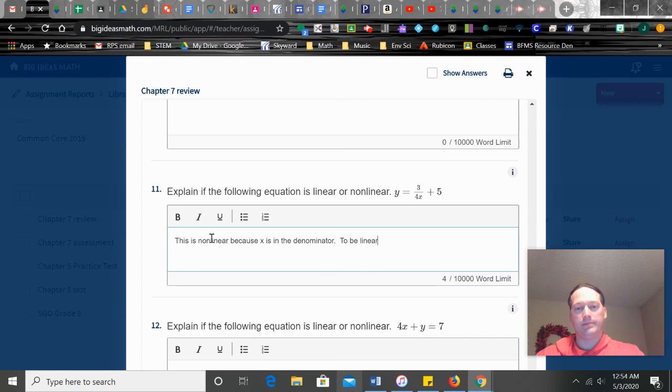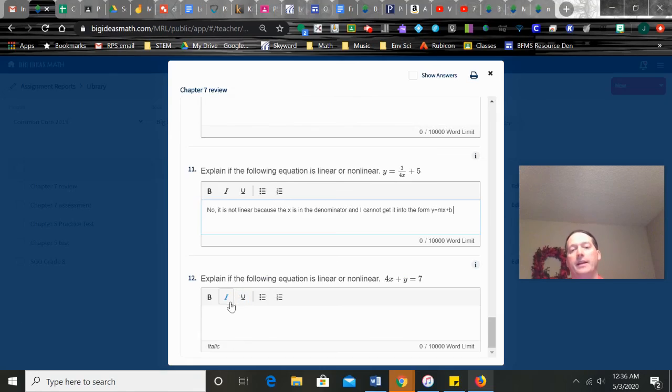To be linear, it needs to be in the form y equals mx plus b. And x would need to be in either the numerator or not in a fraction.